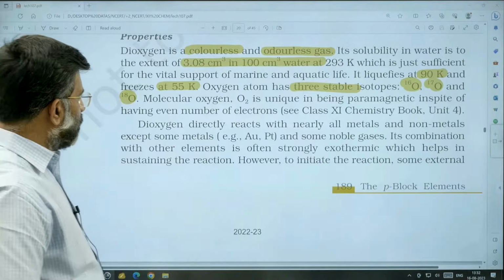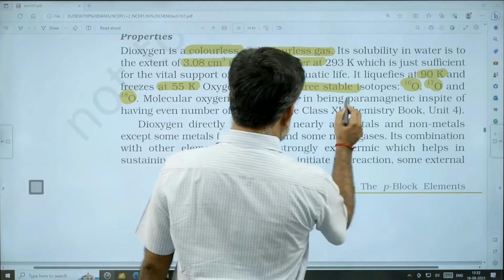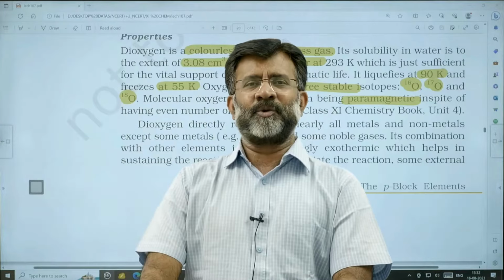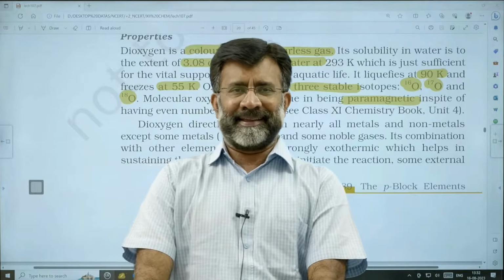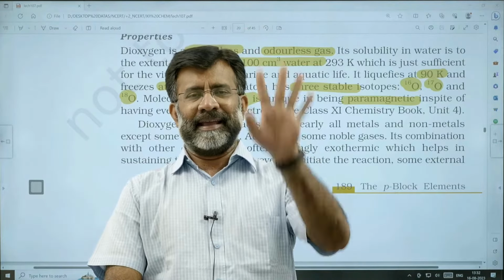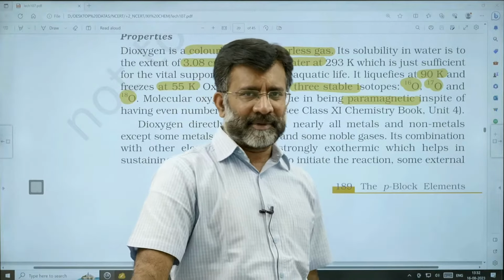Molecular O2 is unique in being paramagnetic. It is paramagnetic. Hope all of you remember. There are 2 unpaired electrons, one each in pi star 2px and pi star 2py, learned in MO theory classes. Chemical bonding.